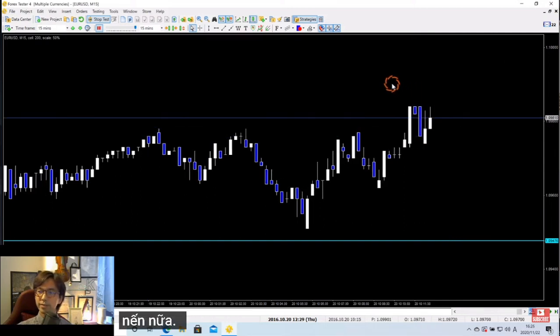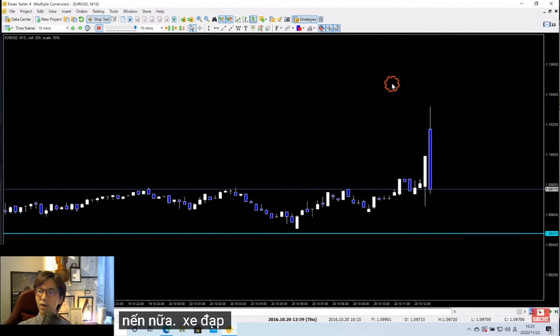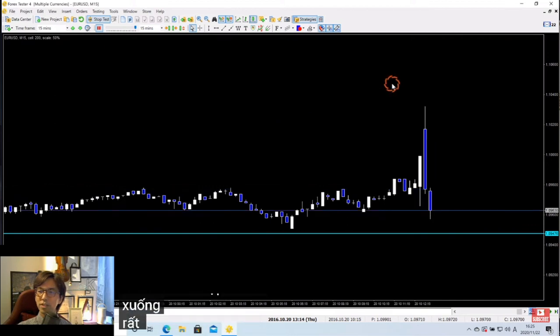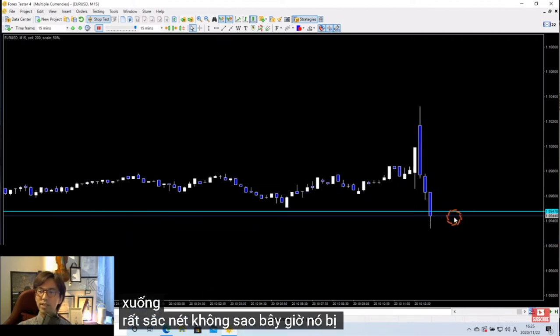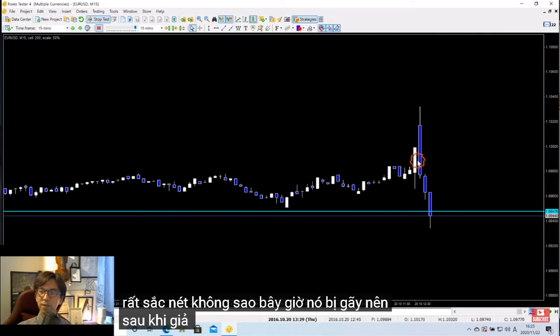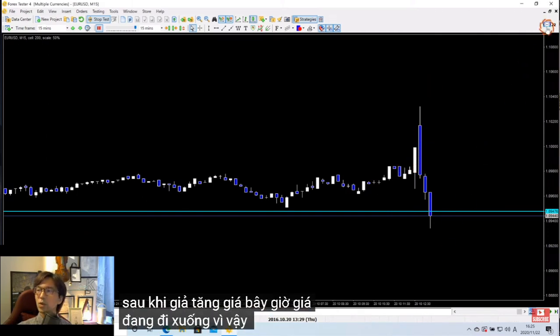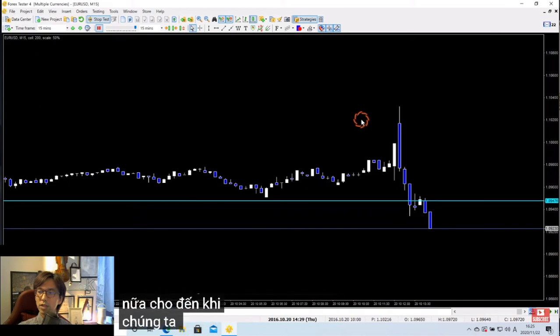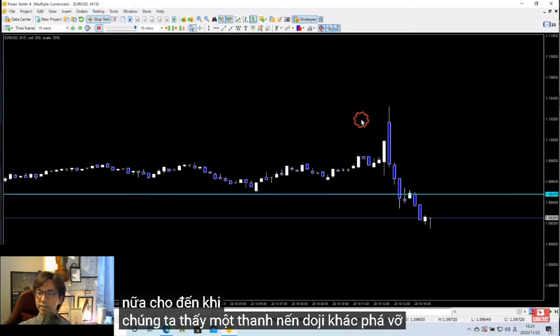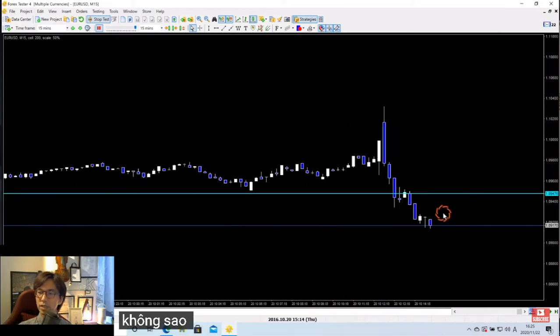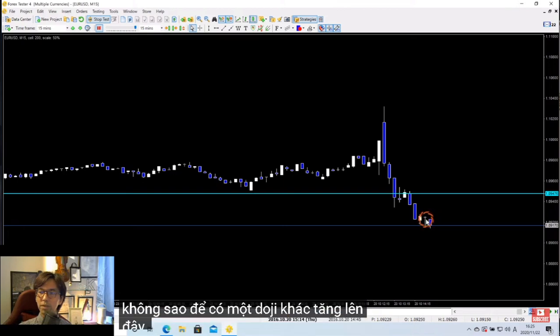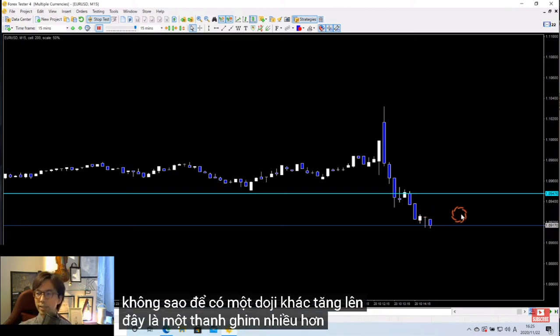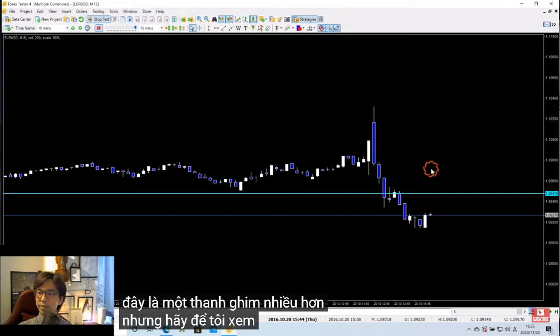So let's see. Okay, now it spikes up and down. Wow, very sharp. Okay, now it breaks down. So after the fake spike up, now the price is going down. Let me move the candles a little bit more until we see another doji candlestick break. Okay, so there was another doji, though this is more of a pin bar. But let me see.